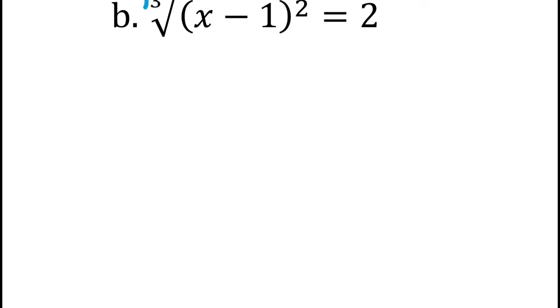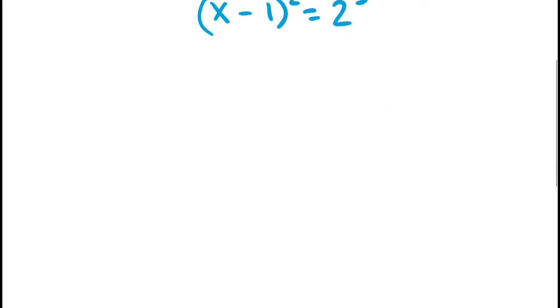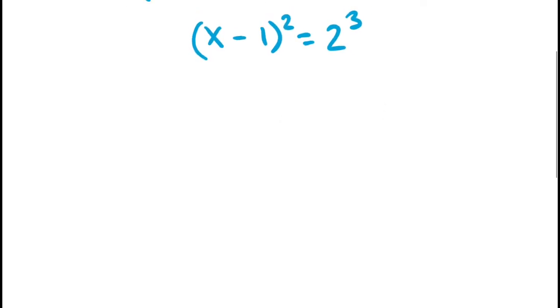We have to get rid of the cube root by doing the cube operation on both sides. Now the radical and the cube root cancel. The radical and the cube root are together as one symbol. So we have x minus 1 squared equals 2 to the third. Now we have to get rid of the squared, so we're going to do the square root of both sides.